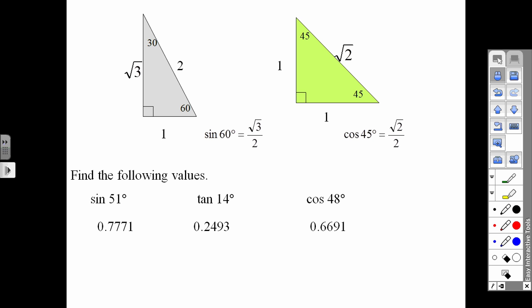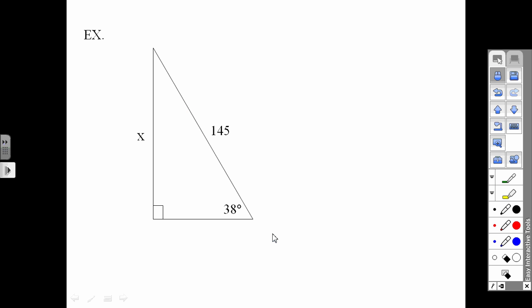Okay, so now that we all are very good at plugging these into our calculator, let's take a look at a problem. Say we had this triangle, and they've given us the measure of this particular angle down here is 38 degrees. We know it's a right triangle. We're looking for this side, and they've given us the hypotenuse is 145. So what we're going to do in this case is come up with a trig equation based off of the information that we have.